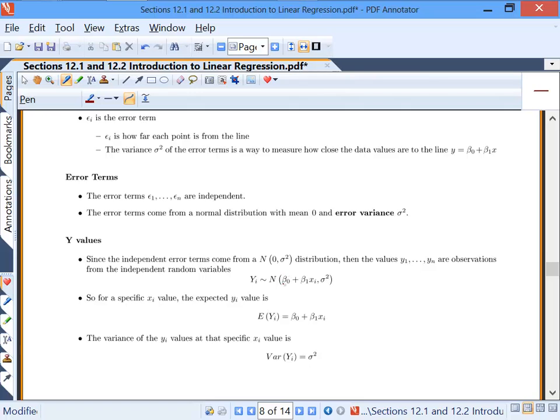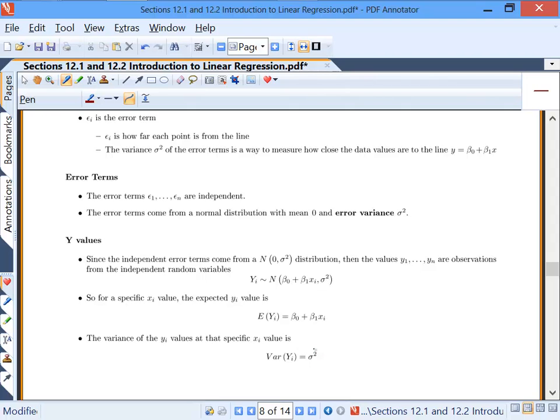So basically what the value is on the line, and the variance is that sigma squared. So for a specific xi value, the expected y value is, well, just plug the x value into the line, and it's what you would get. That's where you expect your y value to be. And the variance of the yi values at that specific xi value is sigma squared.